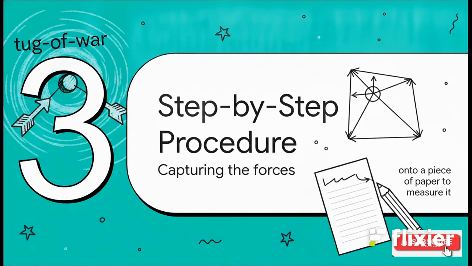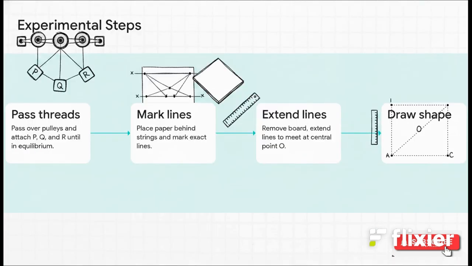Which brings us to Section 3, step-by-step procedure. So how do we get this physical setup onto paper? It's actually a brilliant bit of experimental design. Step 1, we pass the threads over the pulleys, attach our weights, that's P, Q, and R, and let them settle into that perfect equilibrium we were just talking about.